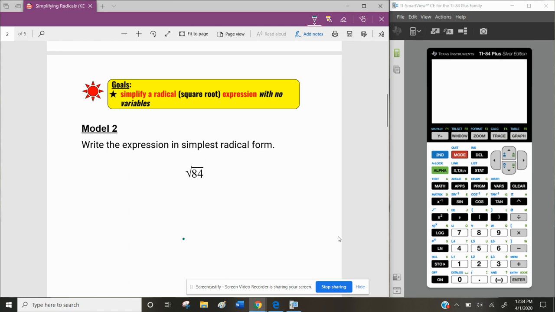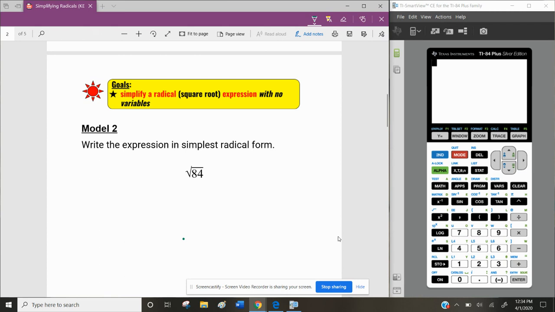I'm going to show another model of how to simplify a radical or square root expression with no variables, meaning there are only numbers. So we want to find factors of 84. Factors are numbers that multiply to 84. And so 84 has a lot of factors that we could look at.